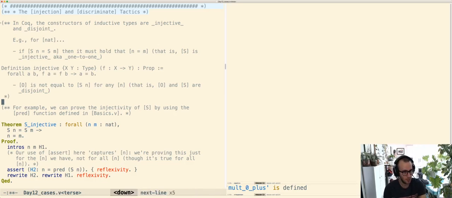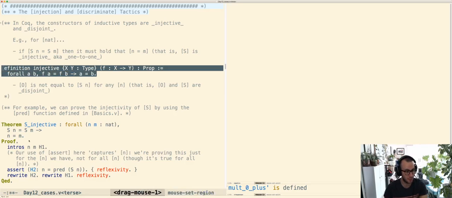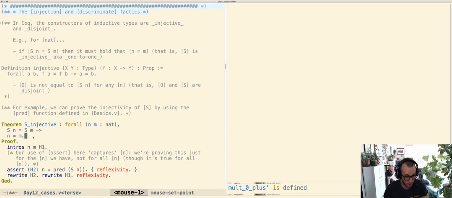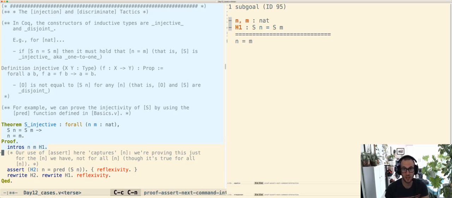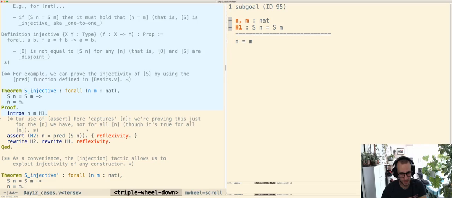Okay, so let's first prove that successor is injective. So here's the definition of injective generally. Here, let's prove that particularly S is injective. For all natural numbers n and m, successor of n equals successor of m implies n equals m. Let n and m be given such that S of n equals S of m. Well, let's do this without any fancy new tactics. The predecessor function should actually help us a lot. So let's say that n equals pred (S n).